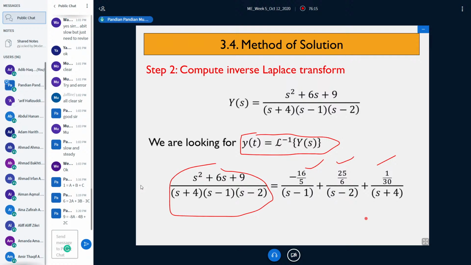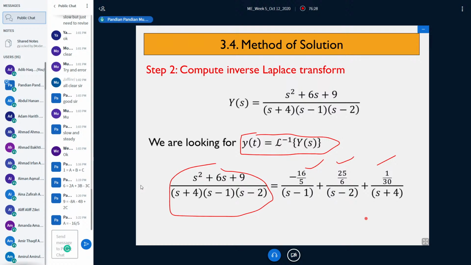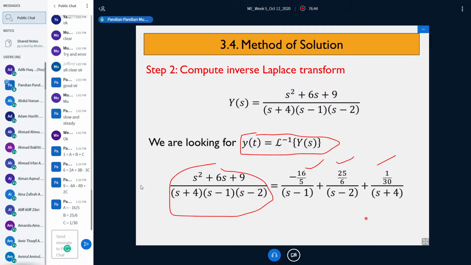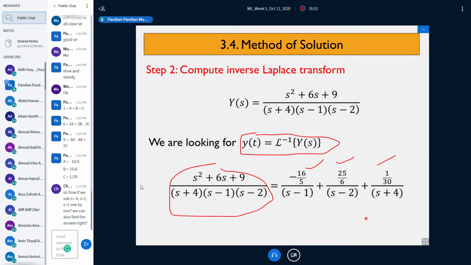Okay. So if you solve these three equations, class, you should get your A equals minus 16 over 5. This is your A. And then B equals 25 over 6. And then your C equals 1 over 30. So you solve the three equations. First one is s power 2. Second one is s power 1.